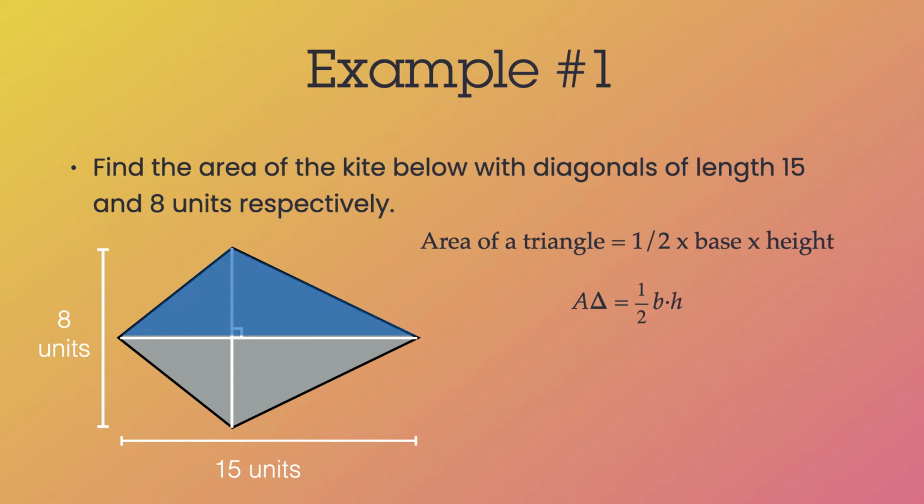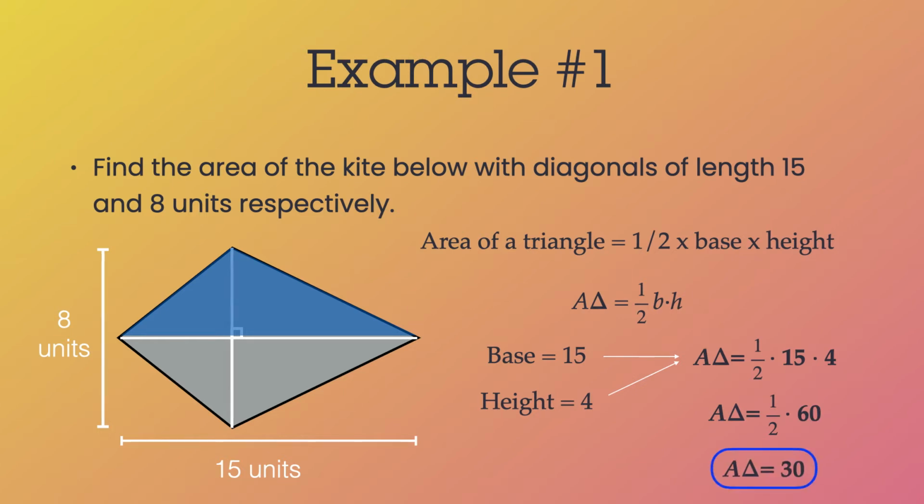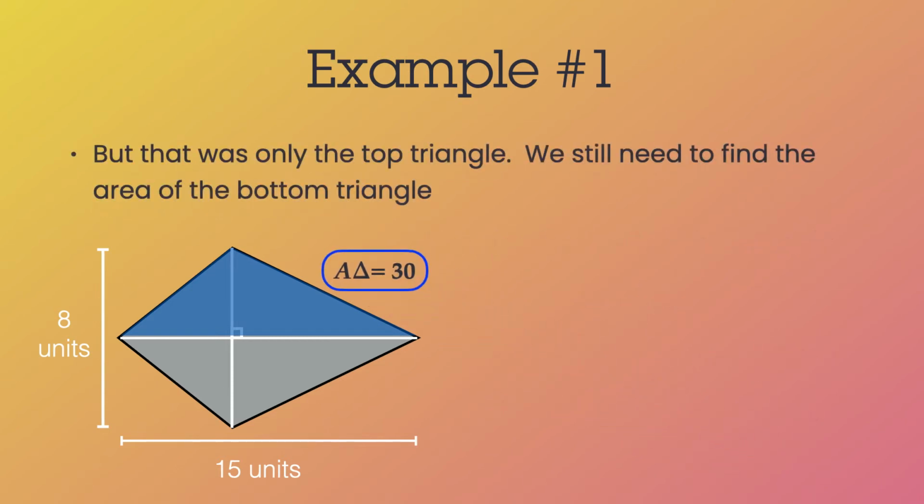But let's see what we know here. The blue triangle at the top, that's the one we're focusing on right now. So the base of that triangle is 15. That was that long diagonal going across the bottom of it. And we know the height of that triangle is half of the other diagonal, which is 8. So really 1/2 times 8 is just 4. Let's go ahead and plug those numbers into the triangle formula. So area of this triangle is 1/2 times 15 times 4. Now 15 times 4 is 60, and 1/2 times 60 is 30. So the area of that blue triangle is 30.